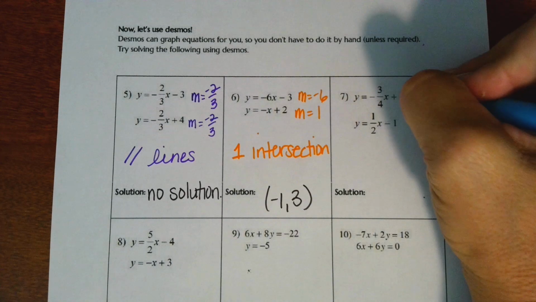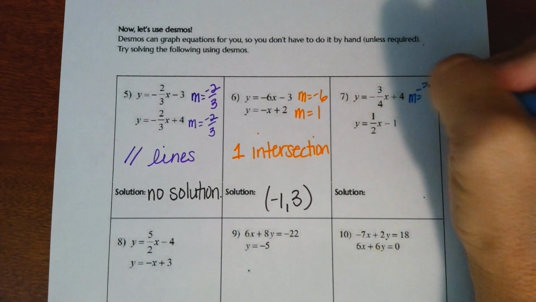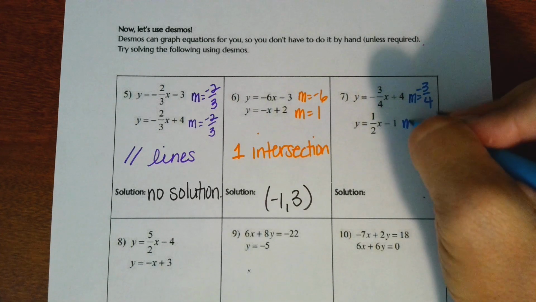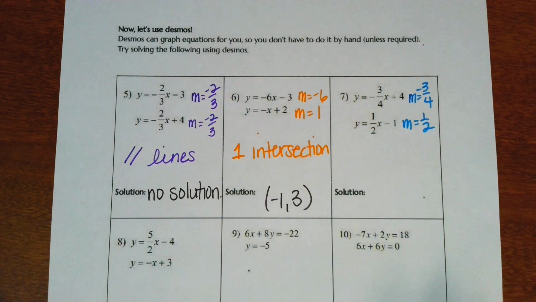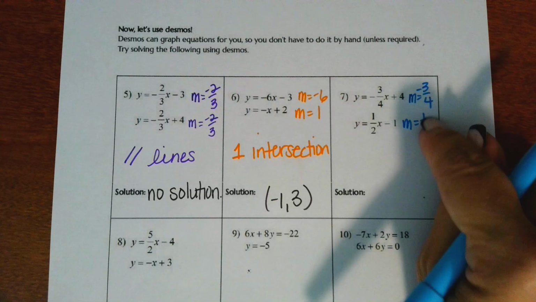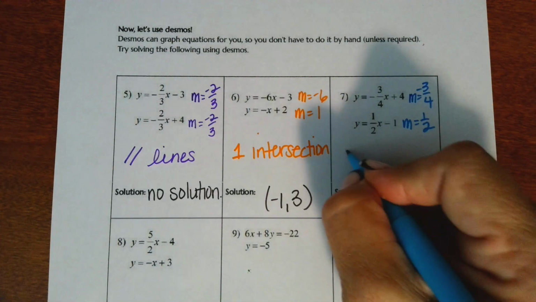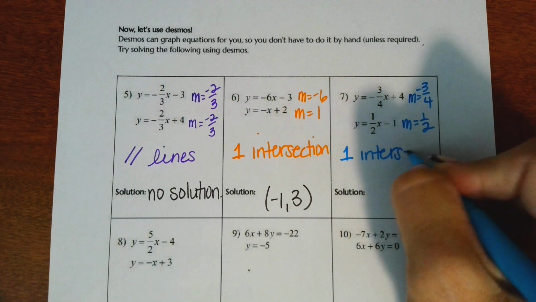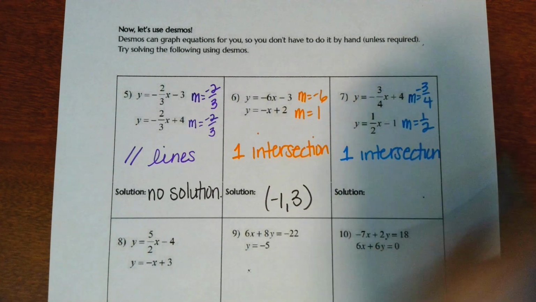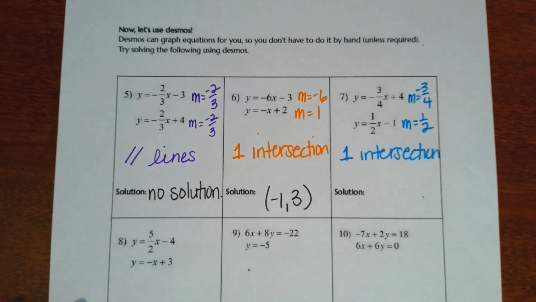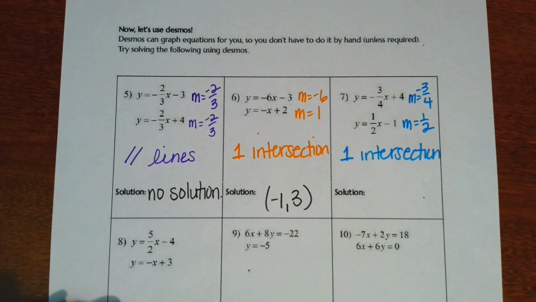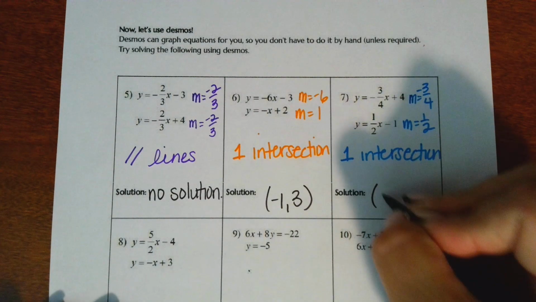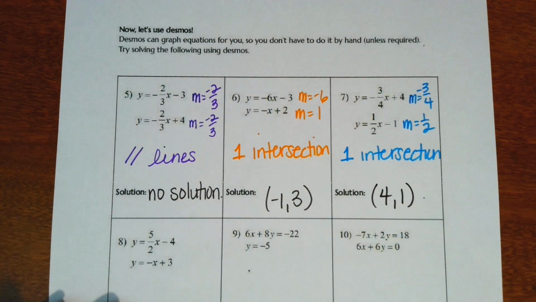This slope is negative 3/4, and the second equation has a slope of 1/2. Again, they have different slopes, so these lines will intersect one time. Okay, so go graph those, take a look for yourself, click exactly where they intersect, and you should see 4, 1.